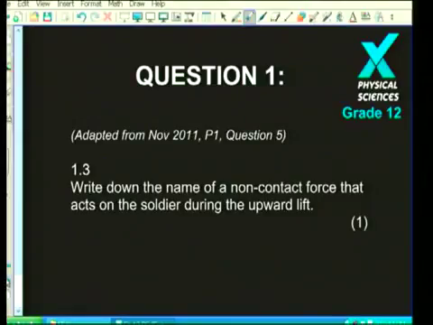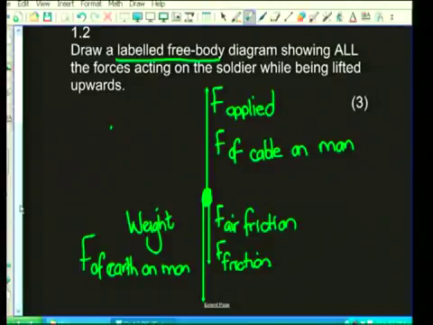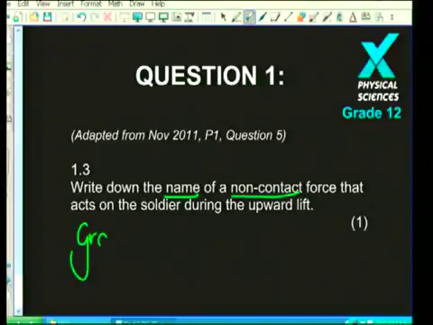Okay, next one. Write down the name of the non-contact force that acts on the soldier during the upward lift. Out of these 3 forces that we've just drawn here, which one of these 3 does not actually touch the soldier? The cable is most definitely touching, so he's holding on, okay? Air friction goes against the man, so there's air, so that's definitely contact, but the man is off the ground, which means his weight is a non-contact force. So the way we'd write this is it's the gravitational force. It's a non-contact force, okay?